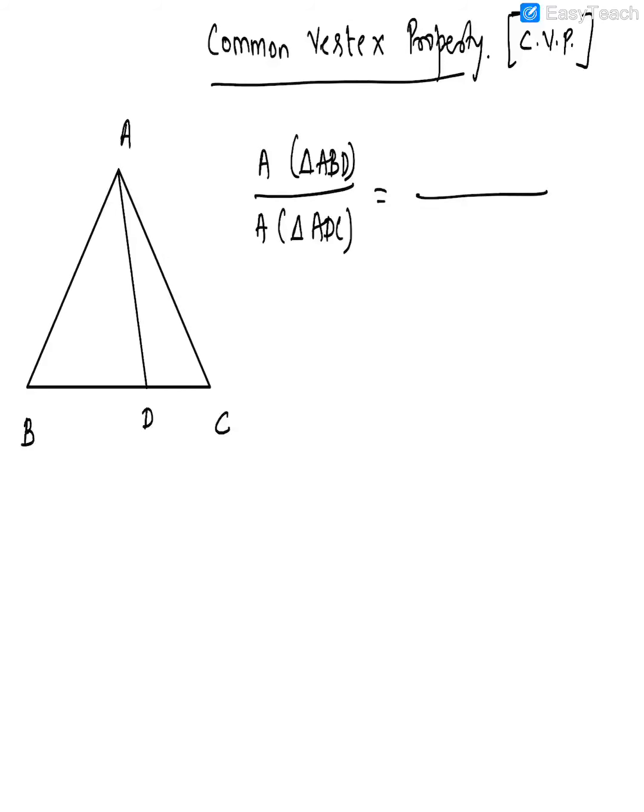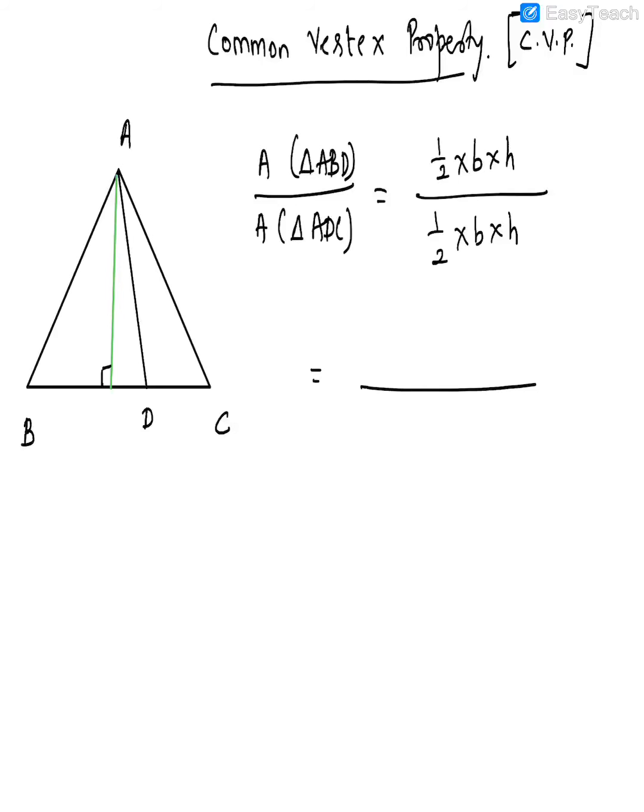So first see, what's the formula for the area of a triangle? We've learned half into base into height, half into base into height for both. Now check the figure. In this figure, what is the height? I'll just draw the height for this triangle. If you notice, they both obviously have the same height, right? Because they have a common vertex A. That's why they've got the same height.